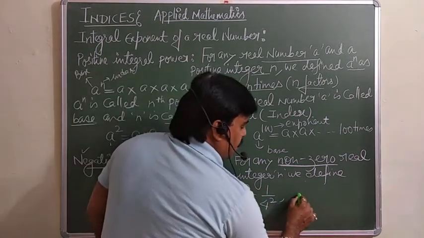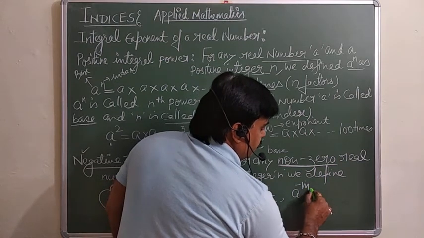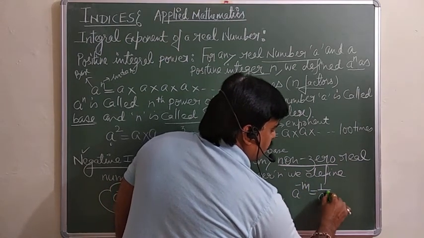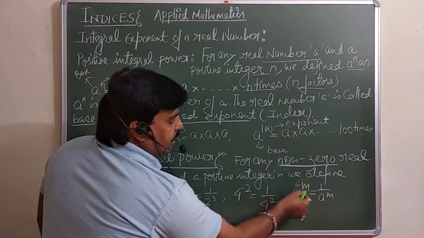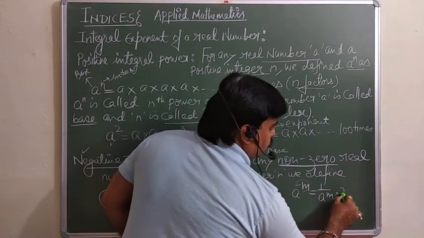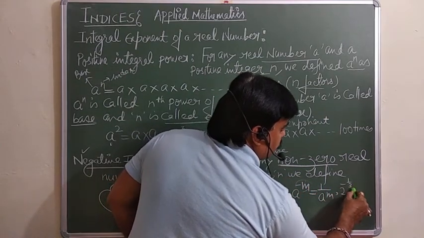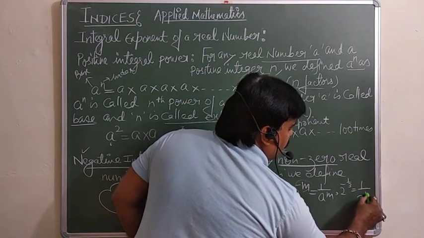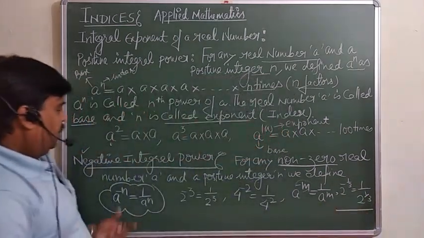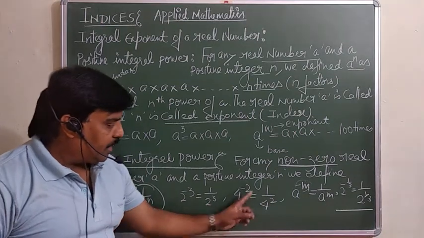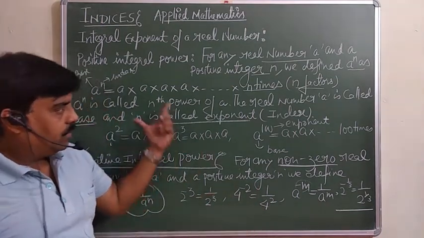In the same way, a raised to power minus m is 1 over a raised to power m, whatever the exponent is. Suppose 2 raised to power minus 1 over 3, this is equal to 1 over 2 raised to power 1 over 3. So the negative integral power can be changed into the positive. Have a look.